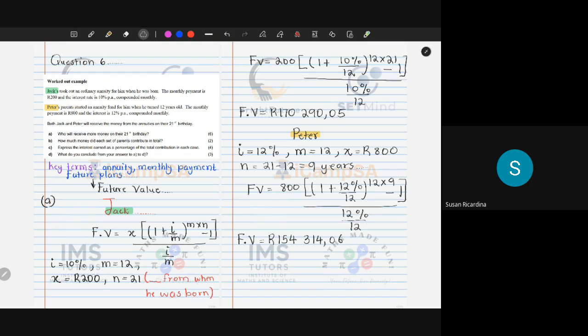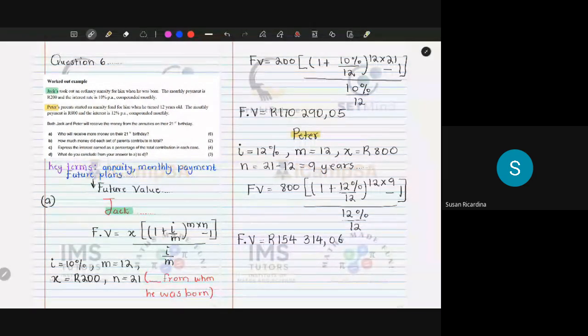So do you guys see that there are consequences to planning late? So Peter's parents are putting more money. In fact, 4 times than what Jack's parents put. But look at the difference in the money. The money is not making sense, isn't it? Yeah, but not too different.